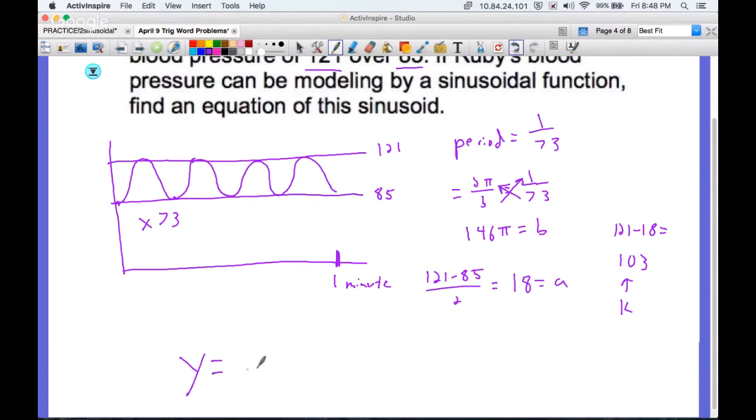We'll just have y equals 18. No parentheses yet. We'll pick sine, it doesn't matter, of 146 pi times x. I don't even need that parentheses there. I'll just say 146 pi x plus 103. Let me check my notes on that one.